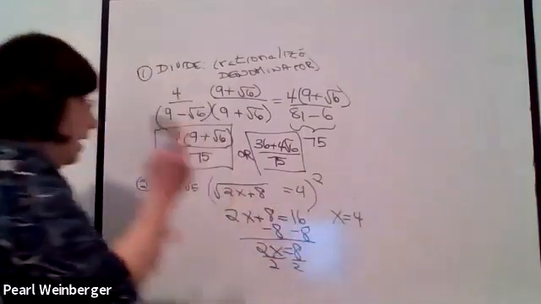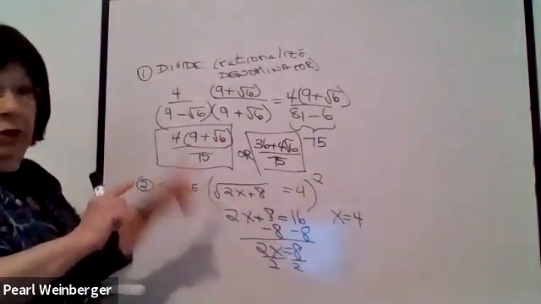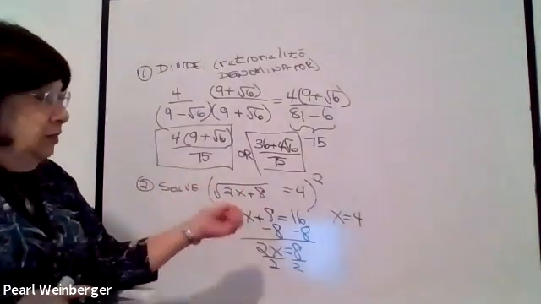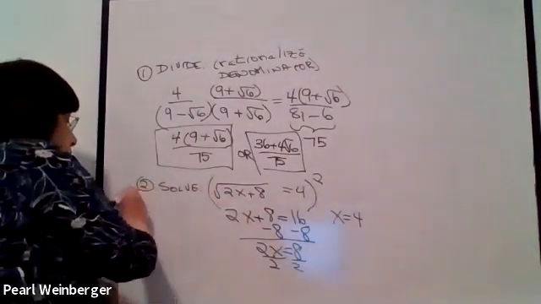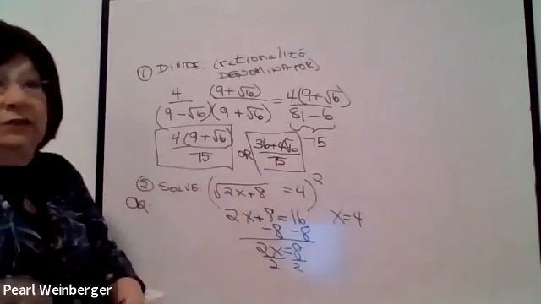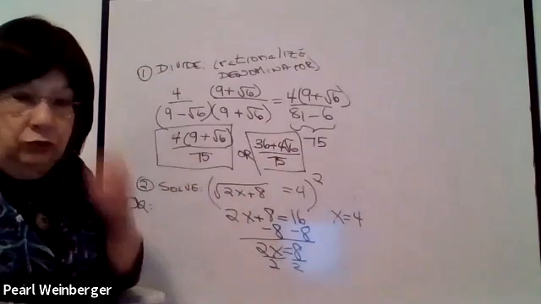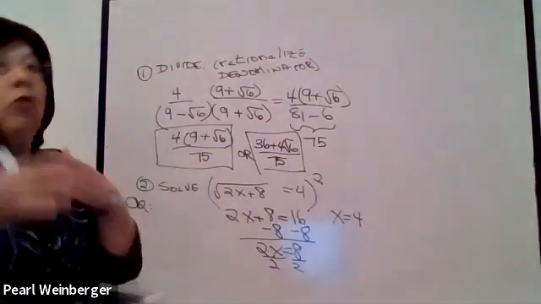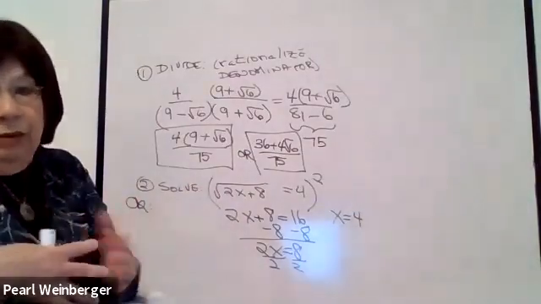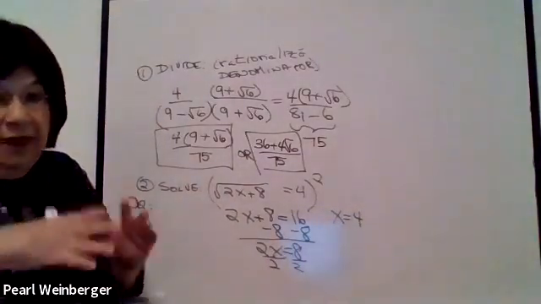I just have to go back on these radical equations. Once I get my answer, I have to check, because sometimes I get something called an extraneous root. I've done all my work correctly, but the answer didn't come out to be a valid answer.